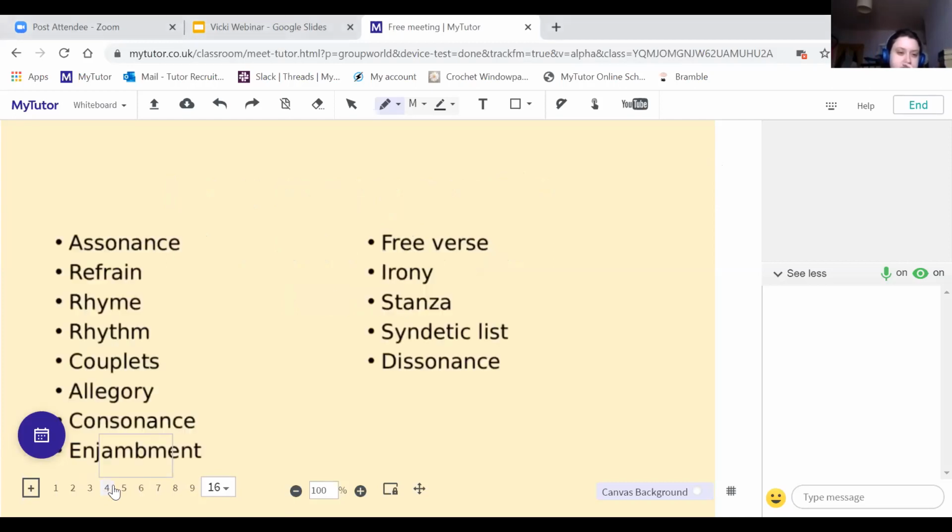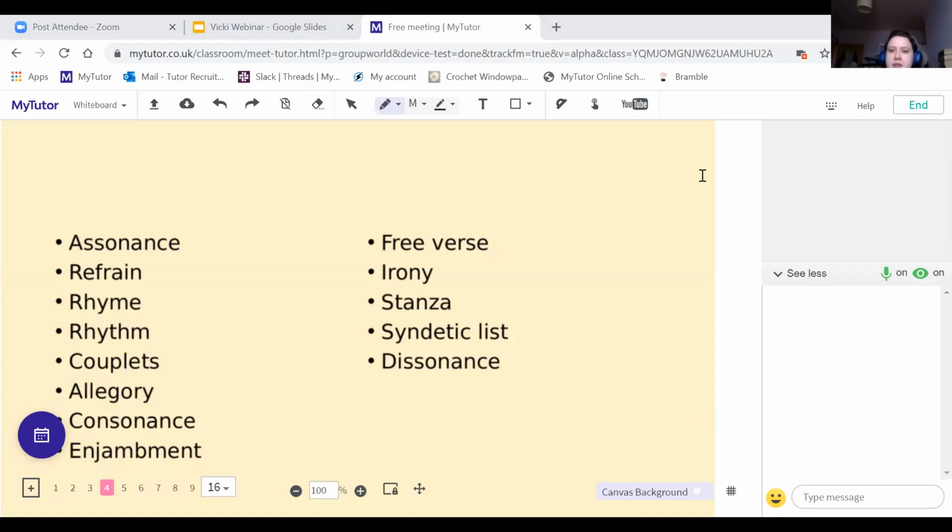Right, so I'm going to run through these. So assonance, we've come up with. Refrain, we haven't mentioned. We've mentioned rhyme, rhythm, couplets. Haven't mentioned allegory. We've had consonants, enjambment. Haven't mentioned free verse, irony. We've mentioned stanza. I don't think anyone's mentioned syndetic or asyndetic lists. And I don't think anyone's mentioned dissonance. But I think we've got most of them there.